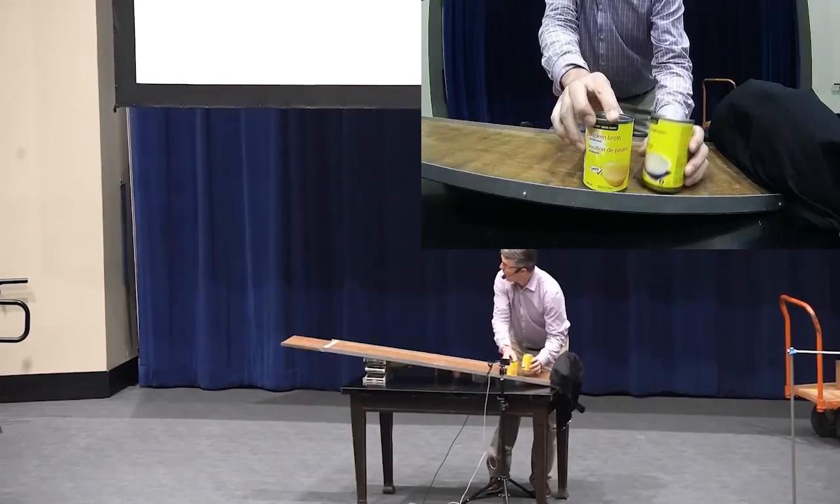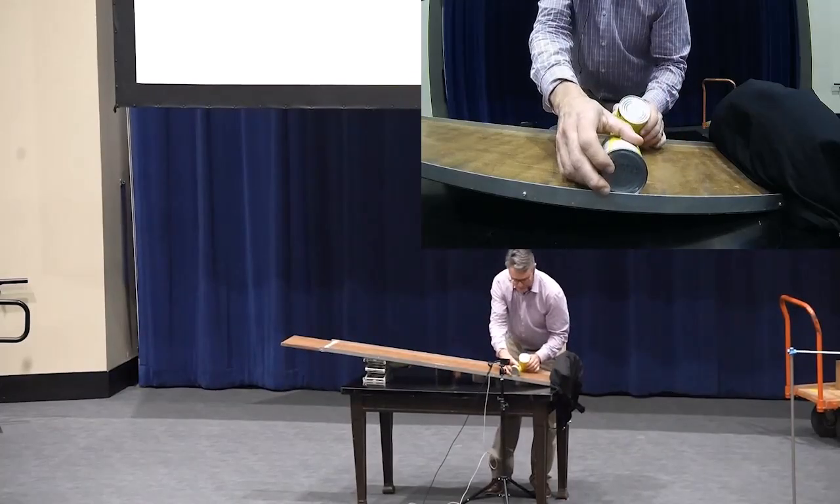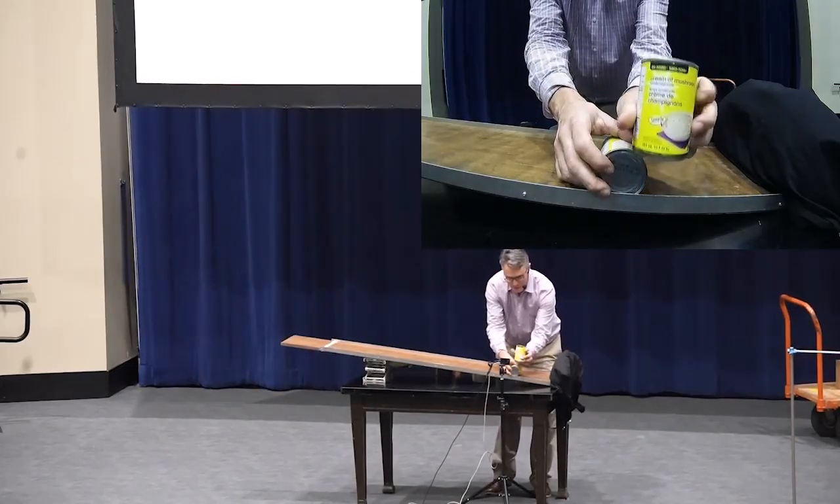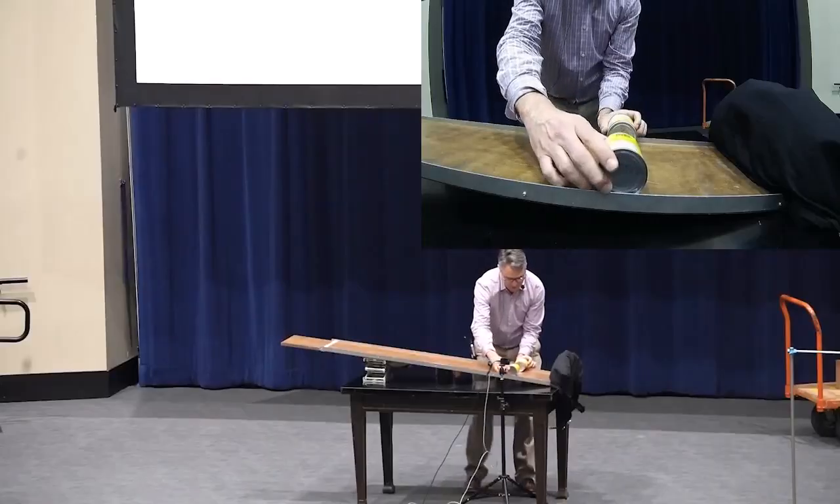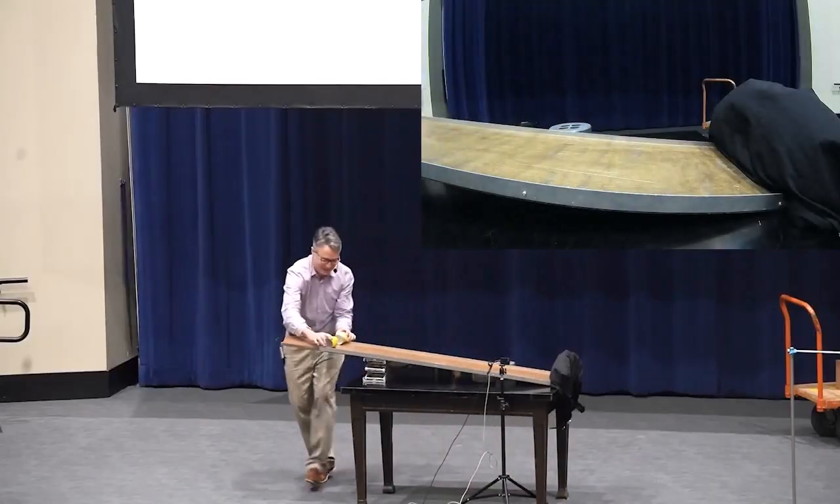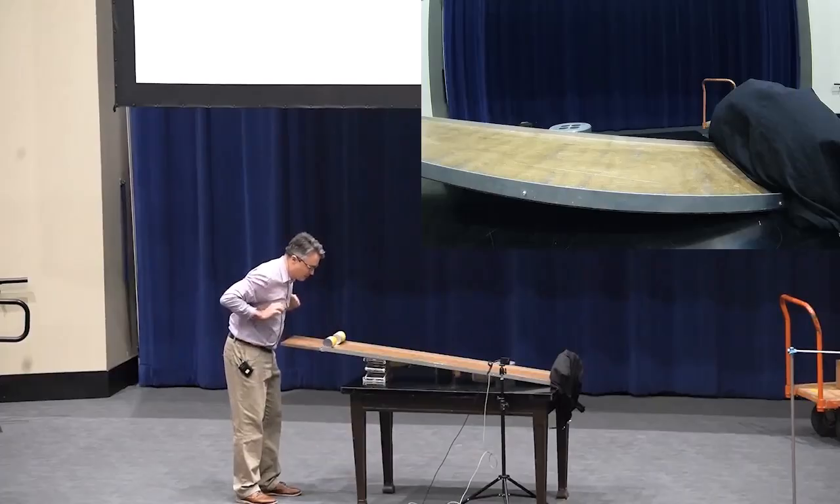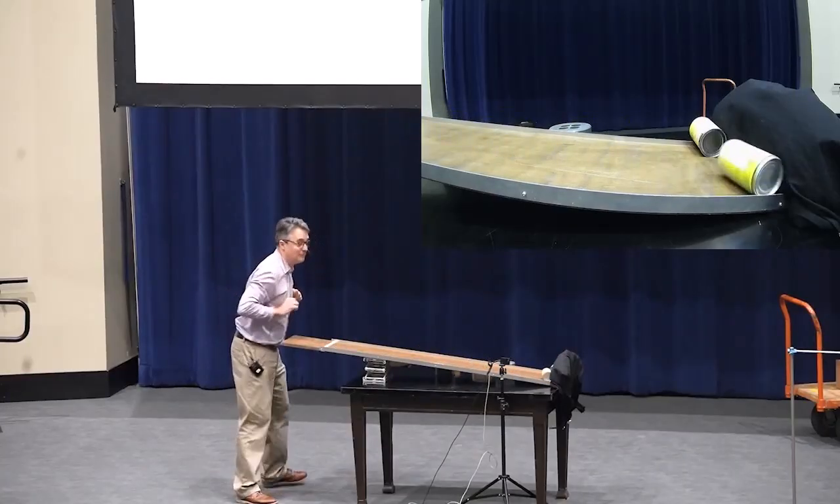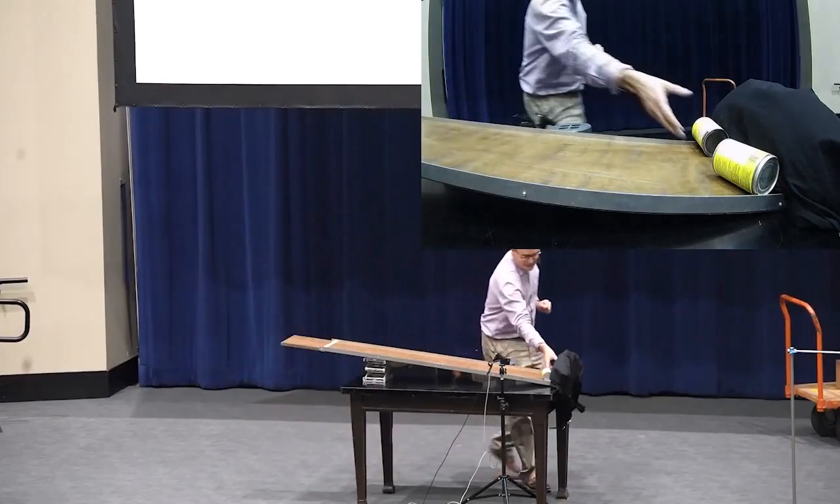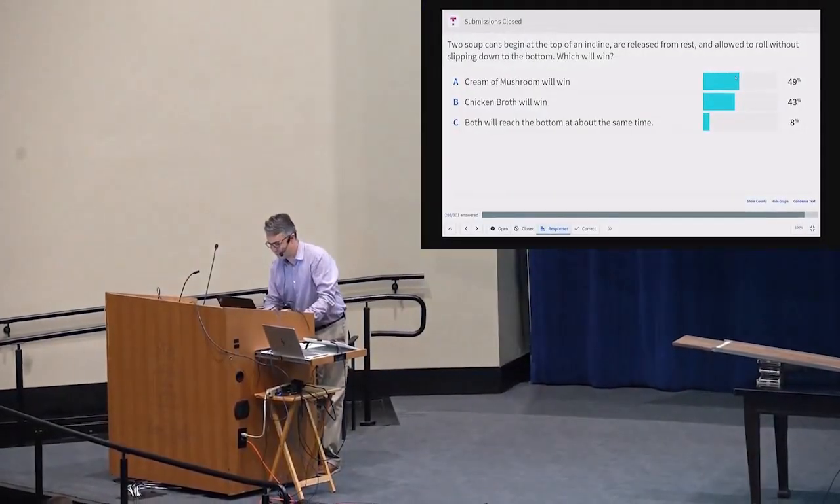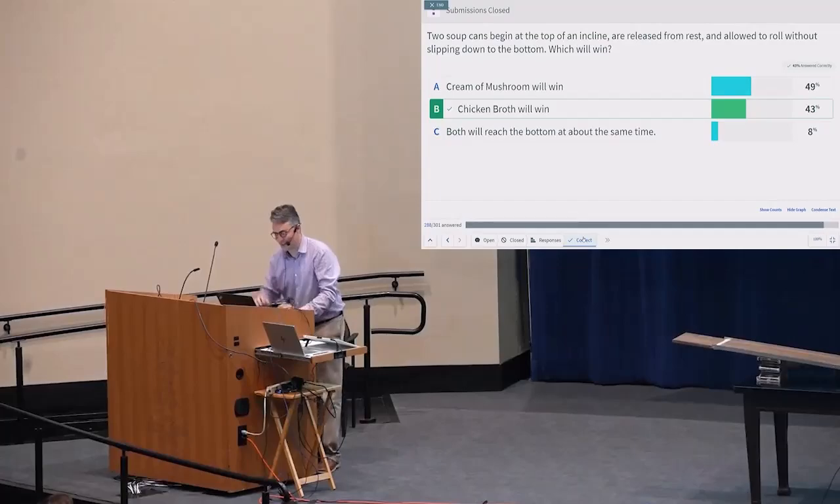Okay, chicken broth, we'll put that in front, right there. And the cream of mushroom, we'll put that up here. Okay? See? Release them from rest. See who wins. Ready, get set, go. Looks like this chicken broth has won. This is more of a fluid dynamics problem than really a physics question, so sorry about that.